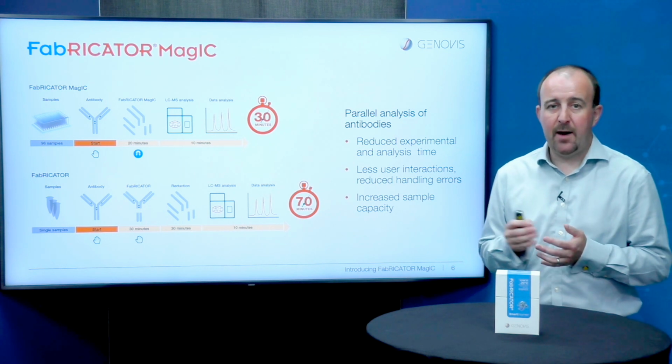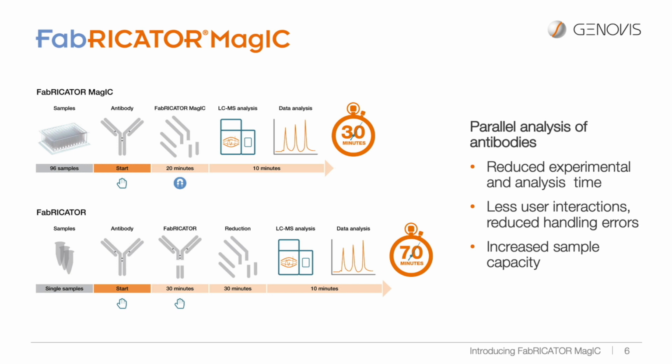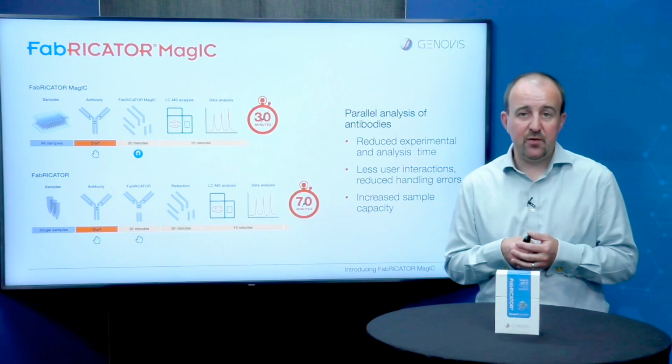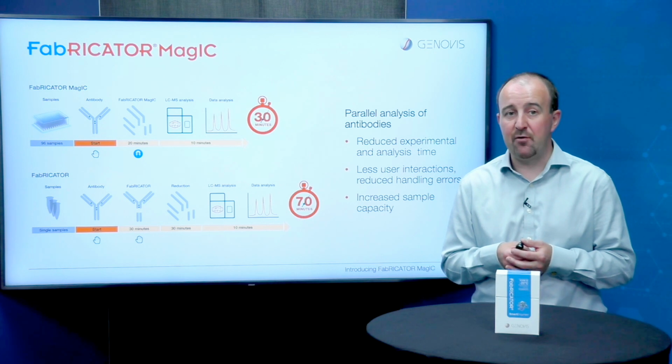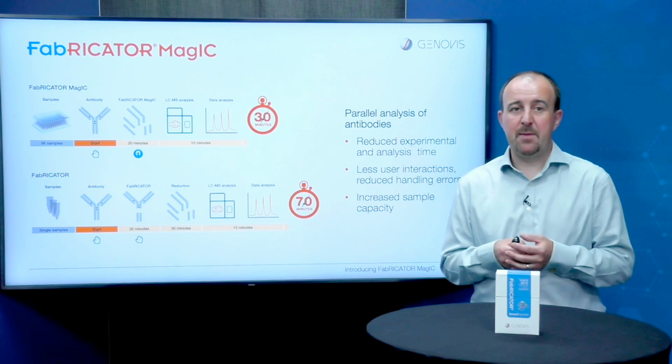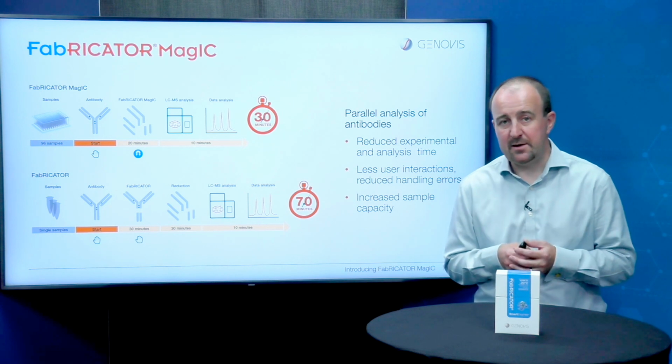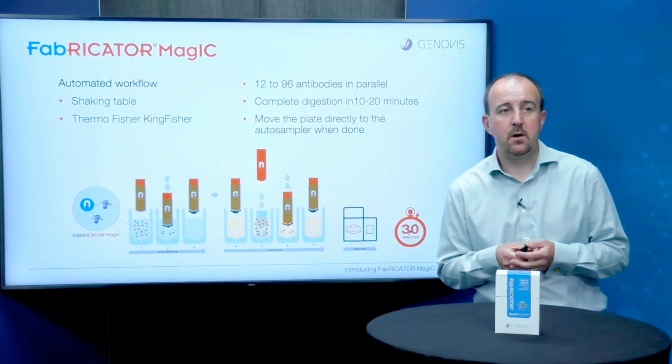And here we can see now our comparison of the new product, FabRICATOR Magic, with the earlier FabRICATOR workflow I showed you. And here you can start to see the benefits. So we're able to process multiple antibodies in parallel. That allows us to reduce the experimental time. It makes it quicker to do the analysis. We have less user interactions with the experiment, so therefore we reduce the risk of sample handling errors, and we're increasing the capacity as we intended to do.